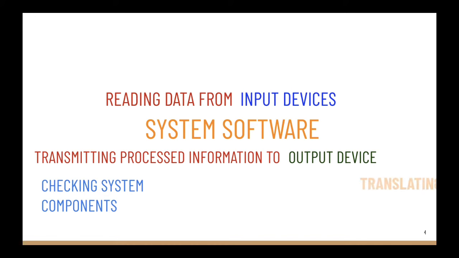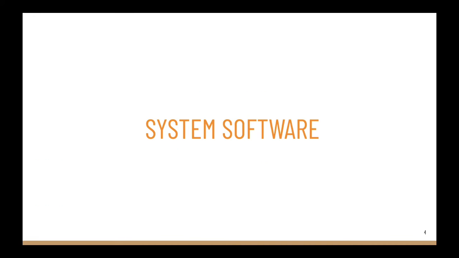Okay. Next, it helps in translating the instructions. All of us know that the computer understands only 0 and 1, that means the machine language. So system software will help in translating from high level language, meaning English-like language, to the machine language. So translating instructions is also one of the most important tasks of system software. Let's see these tasks in detail.